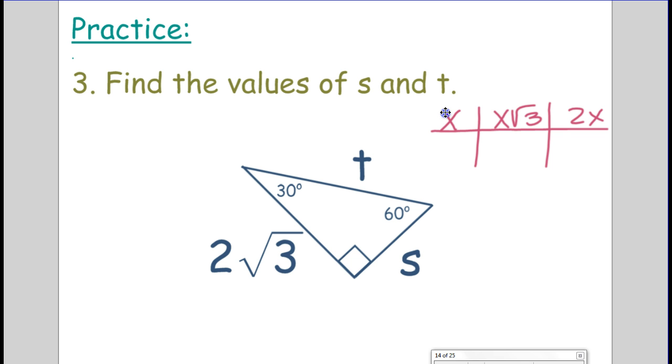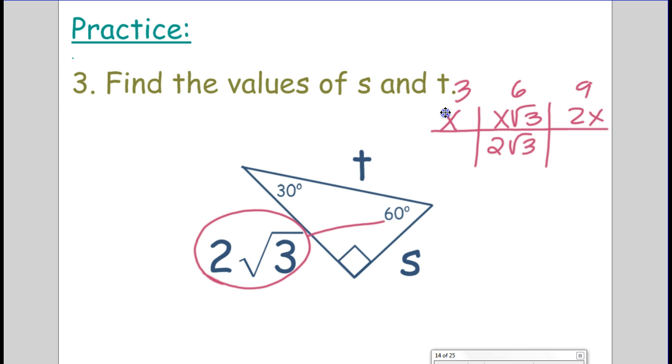Lillian, what are we given and what is it across from? We're given 2 root 3. And what's it across from? The 60. Very good. So in my chart, I'm going to put it in the one that goes across from 60. This is 30, 60, 90. So my 2 root 3, oh thank goodness, actually goes in the root 3 column. Because if it didn't, we'd have more work.